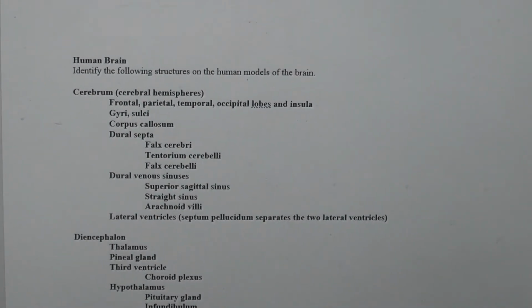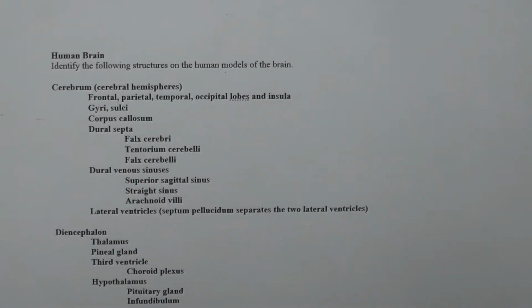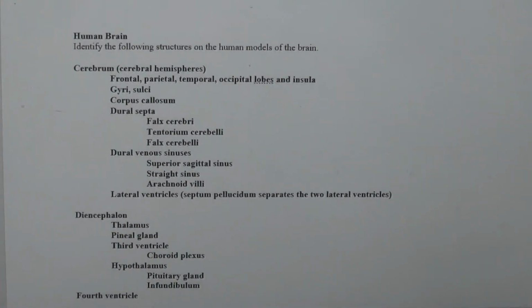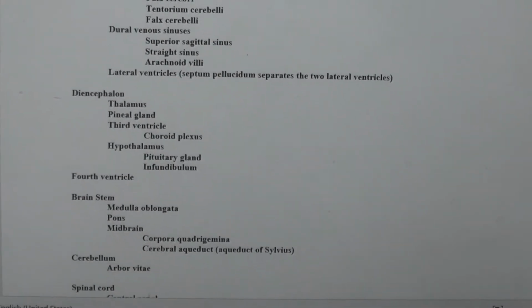So what do we need to be able to identify on human models of the brain? All this stuff that you can look at, like the list in your lab manual. And I will show you all of it right now on the model.